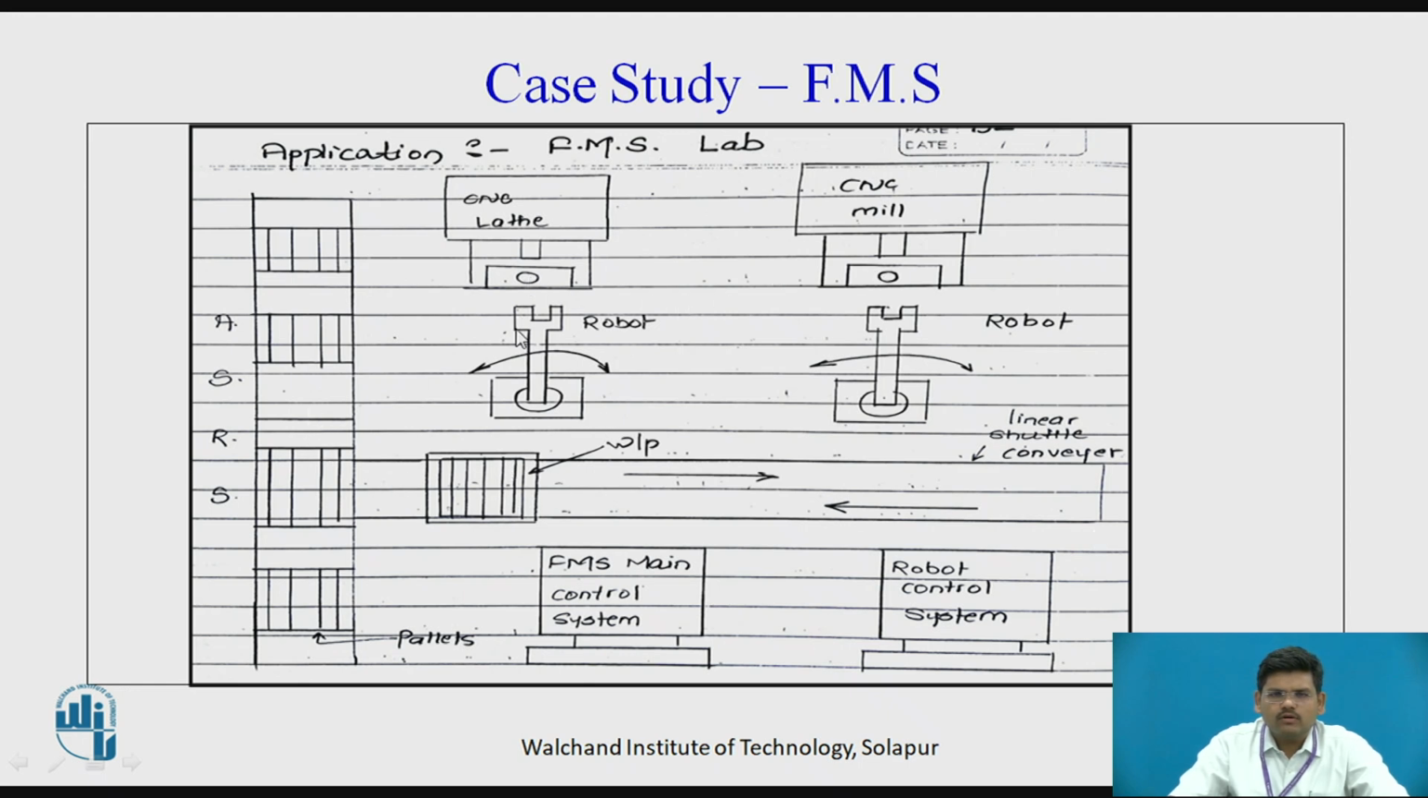Now loading or unloading of the job on the first machine is done with this robotic arm, and loading or unloading of the job from conveyor to the machine is done with this robotic arm.